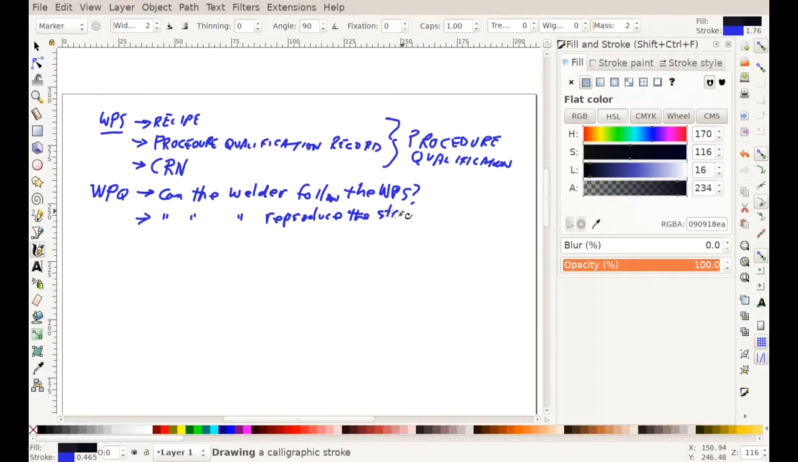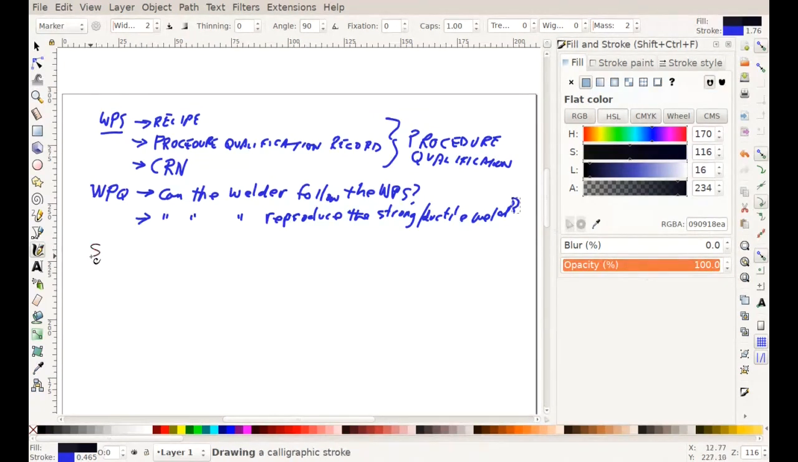Can they reproduce the strong, ductile weld? If they can, then the welder gets a license, and the license permits them to do the weld that's in the procedure. If we have 10,000 different materials that can possibly be welded together, and 4 different weld positions, and on and on, different processes, laser beam welding and whatever, there is an infinite number of possible weld licenses that a welder can get, because there is an infinite number of weld procedures.